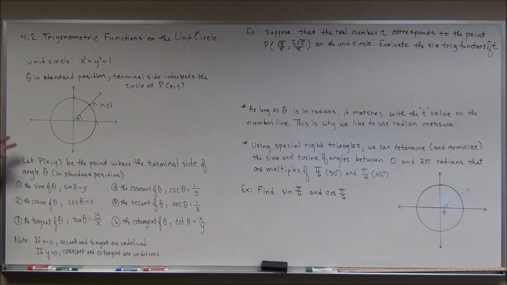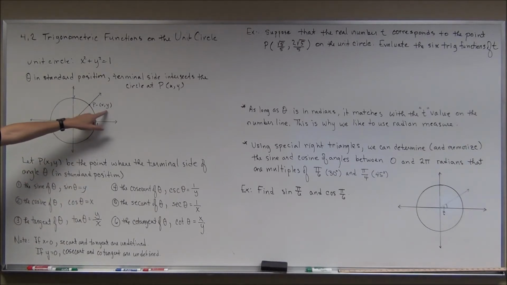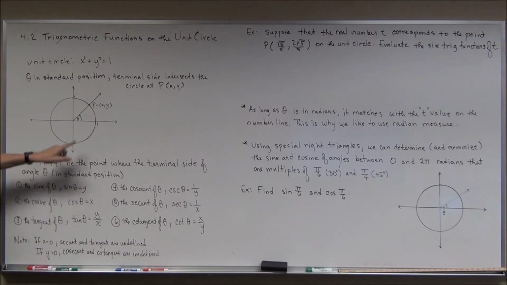We're going to define the 6 trig functions based on this point of intersection of our terminal ray in the unit circle. Let P, the ordered pair xy, be the point where the terminal side of the angle theta in standard position intersects the unit circle. We define the sine of theta, which we abbreviate S-I-N of theta, to be the y value of this point. So whatever the y value of this point is, that's how we define the sine of this angle.